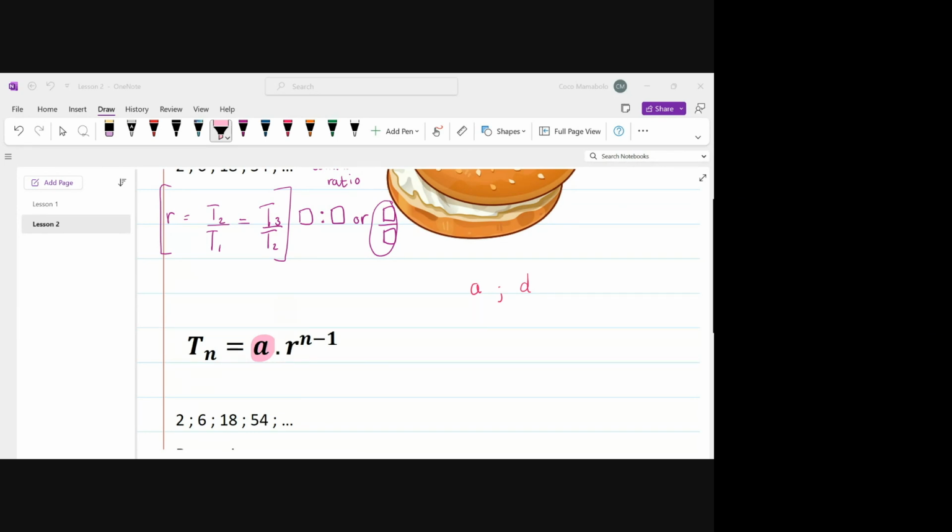Common difference. No, that would be D. What does the A stand for? Anybody? Oh no. Which position? Which number in what position, Sanele?